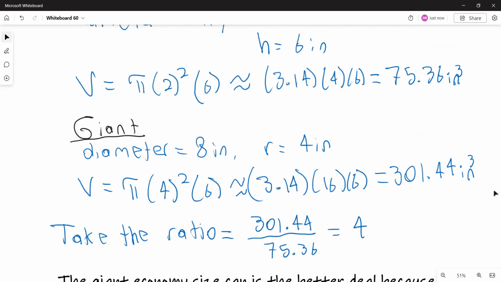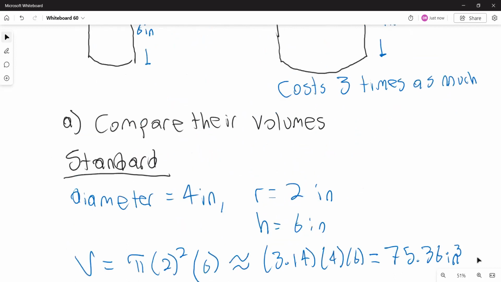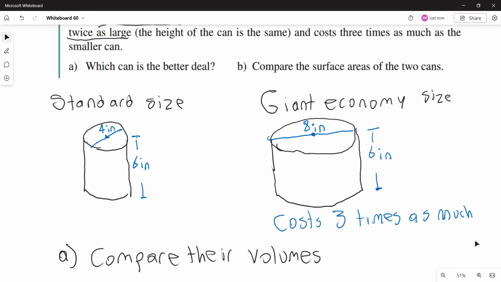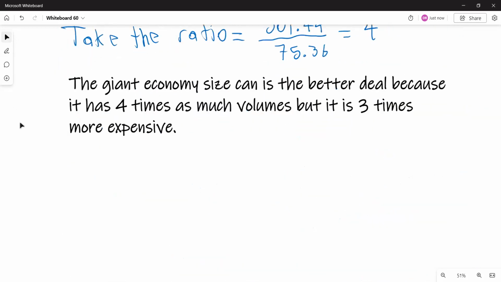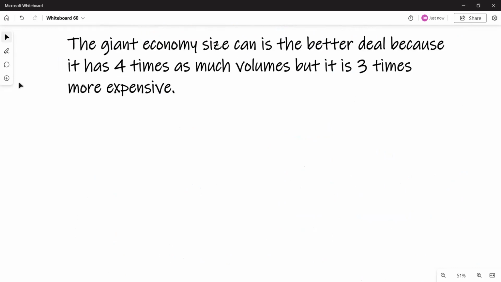And we have another question. The other question is to compare the surface areas of the 2 cans. And that's important for the manufacturer. That tells the manufacturer how much material he or she needs to build those cans. So yeah, that's also important. Okay, so let's compare the surface areas.